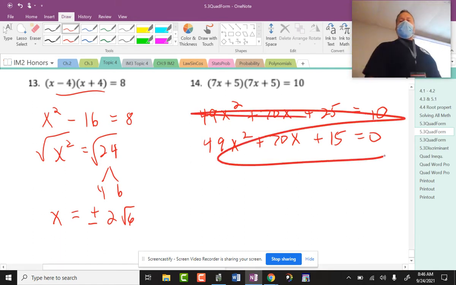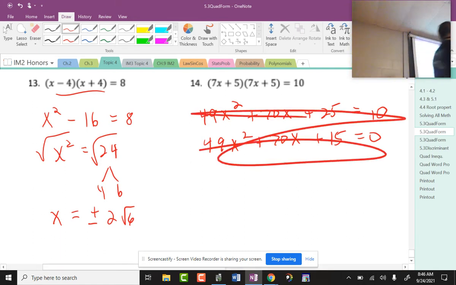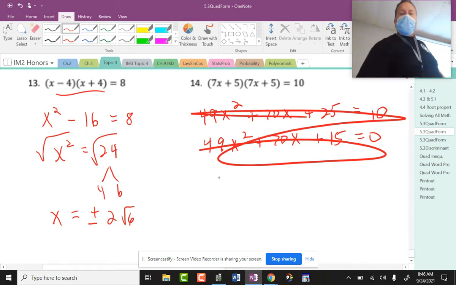Oh, right. I'm a moron. All right. So if I did that, you're right. So if I do that, that would have to be now the quadratic formula after this. But you're right. You can make this 7x plus 5 squared.